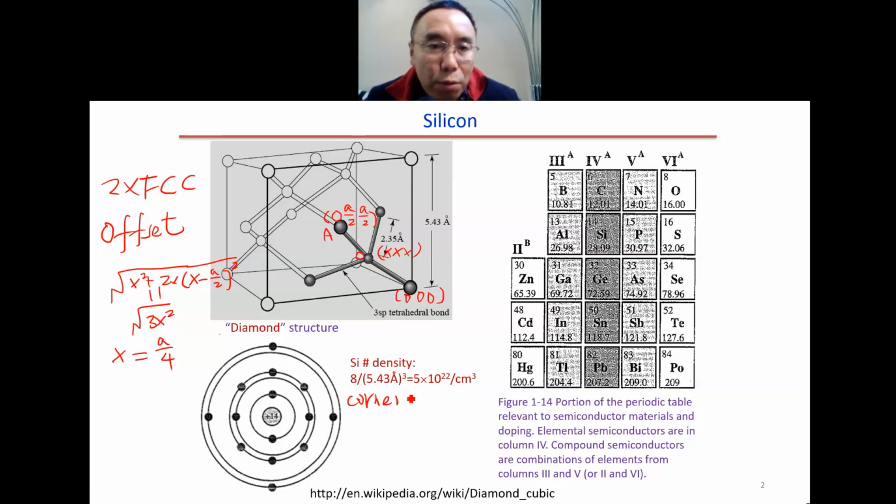So at the corners we have a total of 8 items. Each of them has 1/8 inside. So in total we have 1.